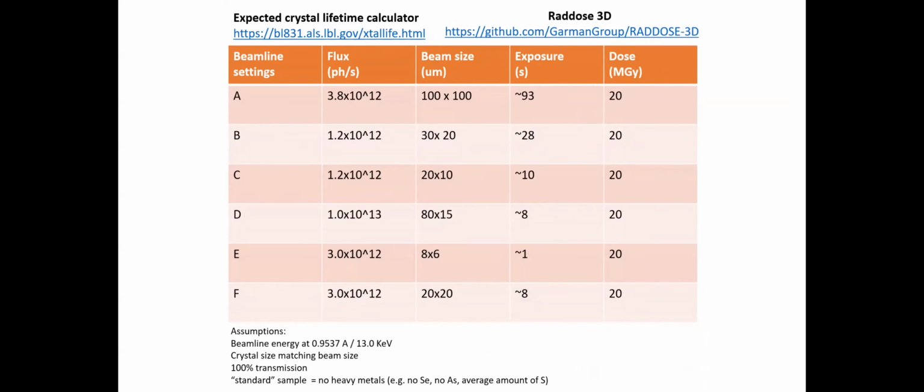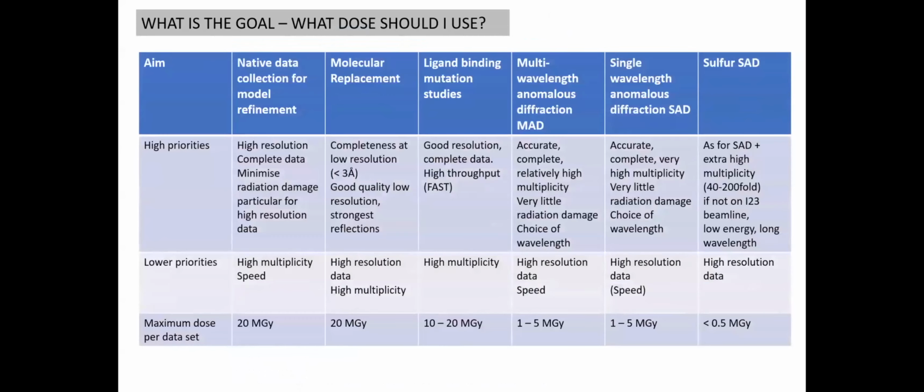The reason why exposure time is really a difficult parameter is because if you want to have a target dose, let's say of 20 megagrays, for different beamline settings that you could have, for instance, at Diamond, then the total exposure varies enormously from around 1 second to more than 90 seconds. So it is really a difficult question to answer. So the question you should really ask is, what is your goal? What is your experimental aim?